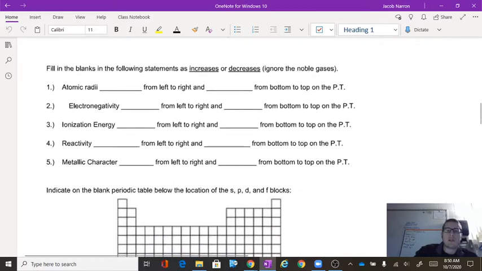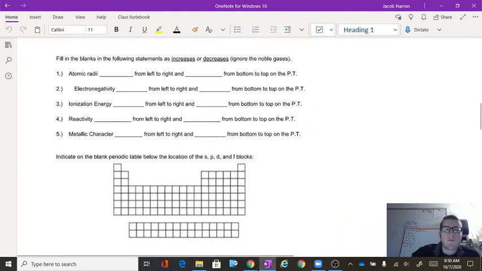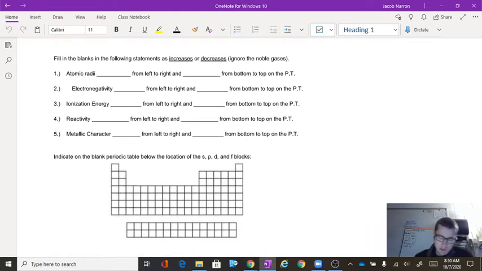Fill in the blanks with either increases or decreases. You know what's really helpful when you do this? Your color coding that you should have done, because the second page has all these trends on it. Atomic radius is going to decrease from left to right and decrease from bottom to top. Okay, so there you go. There's your atomic radius. And it's because the pattern goes this way for atomic radius. It's going to increase as you go down and to the left as you get closer and closer to francium. So that's going to be your trend for atomic radius.